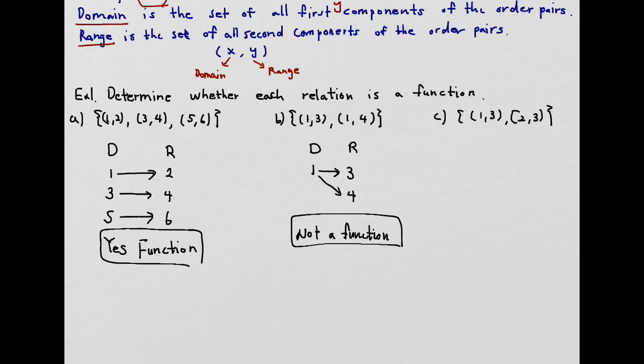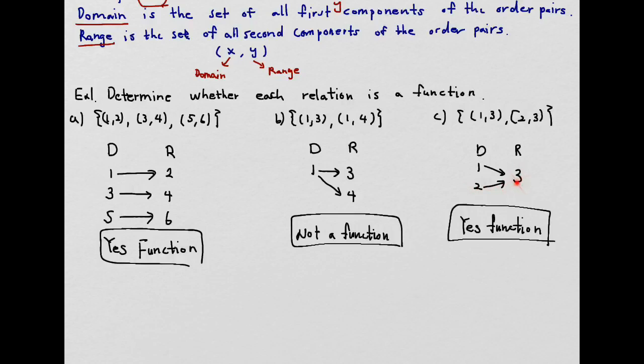What about the next one then? We have domain as 1 and 2, range as 3. 1 corresponds to 3, 2 corresponds to 3. Does this satisfy the definition? Each domain corresponds to one range? Yeah. One domain only corresponds to 3, right? One range.